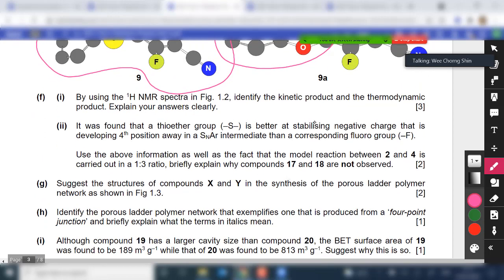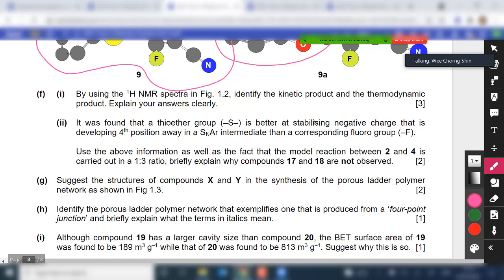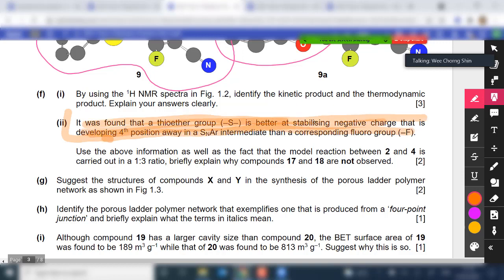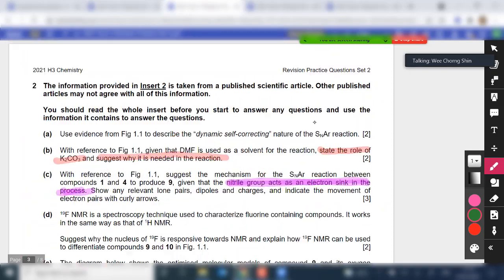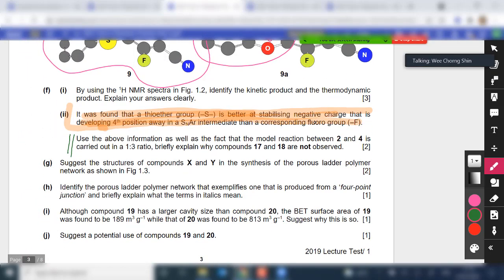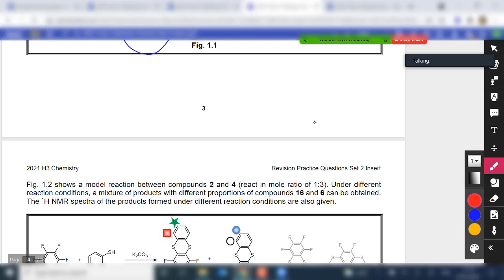Wait, where am I now? Oh, okay. F2. It was found that, okay, so this is an interesting development in the question. Back then I think I was discussing with Mr. Lee, we wanted to have an extra interesting part. So we need to give the students this particular detail in order to sieve out the answer. So using the above information, explain why 17 and 18 are not observed, as well as the model reaction between 2 and 4. So where is the model reaction between 2 and 4? It's actually here.